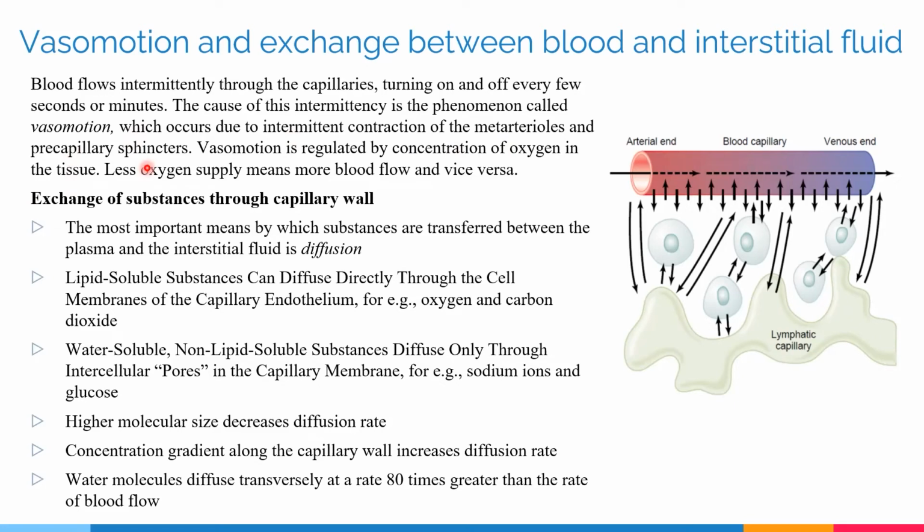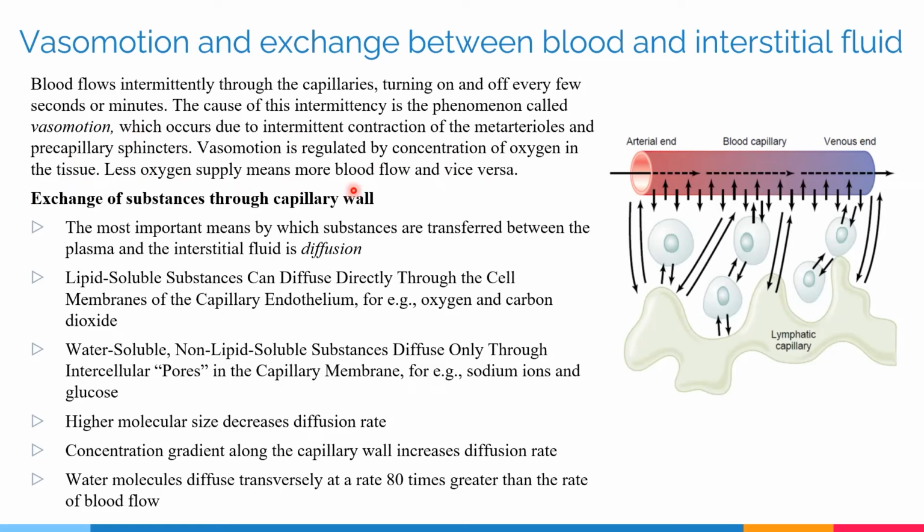Thus, if the precapillary sphincter is closed, blood cannot flow into the capillary and thus the blood flow is turned off. But in case it is open, the blood can easily flow into the capillary and the blood flow is turned on. Vasomotion is regulated by concentration of oxygen in the tissue. Less oxygen supply means more blood flow and vice versa.